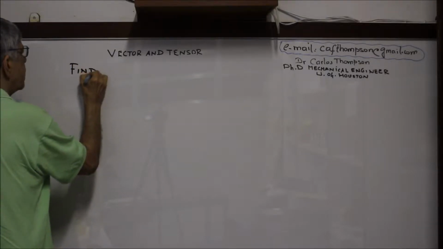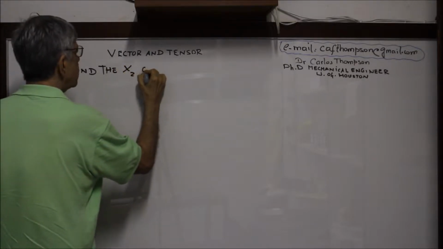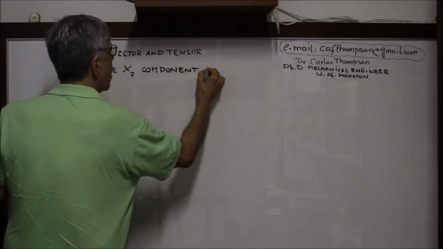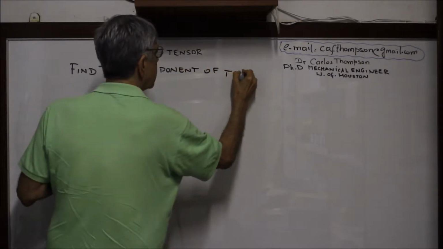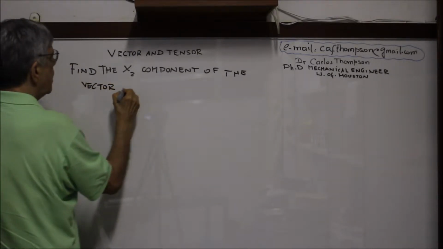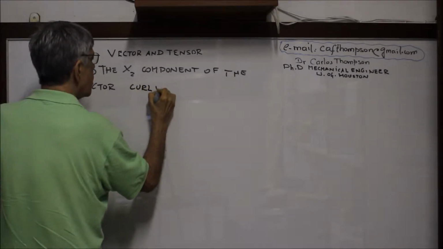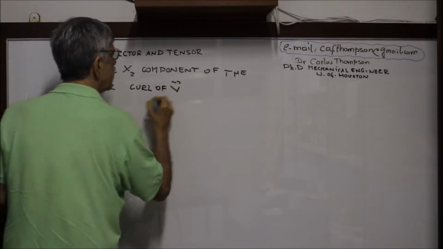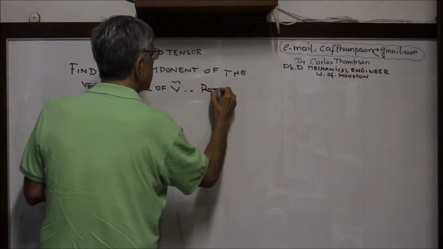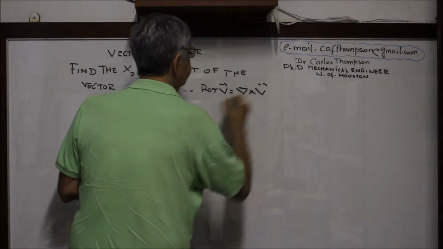Find the x2 component of the vector curl, that's curl of V. That's the same as rotational of V, which is the same as nabla cross V.